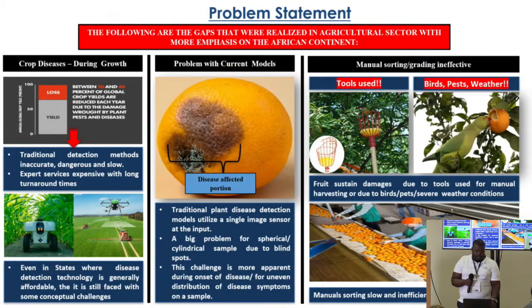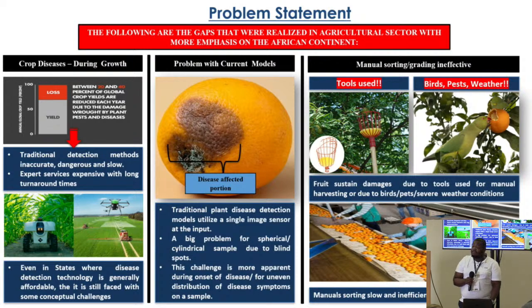So when I drill down to the issues of agriculture, I noticed that crop diseases are one of the major contributors to loss of farm yield. It is estimated that between 20 to 40% of farm yield is lost to diseases and pests. Unfortunately, in the African context, we still rely mainly on manual and traditional methods of detecting plant or crop diseases. This method is inaccurate, dangerous, and very slow.